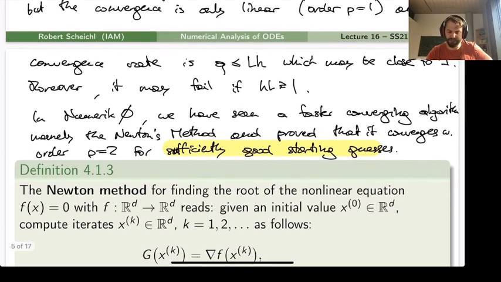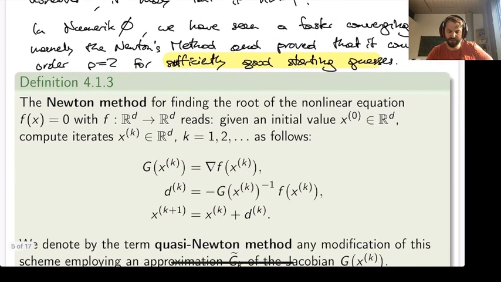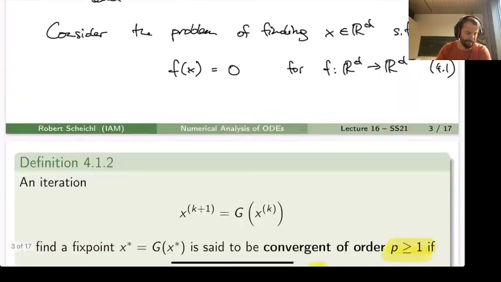Okay, so first of all, let's recall what Newton's method actually is in Definition 4.1.3. So Newton's method for finding the root of the nonlinear equation f(x) equals 0 with f from R^d to R^d, so our equation, did this have a number? Yeah, 4.1.